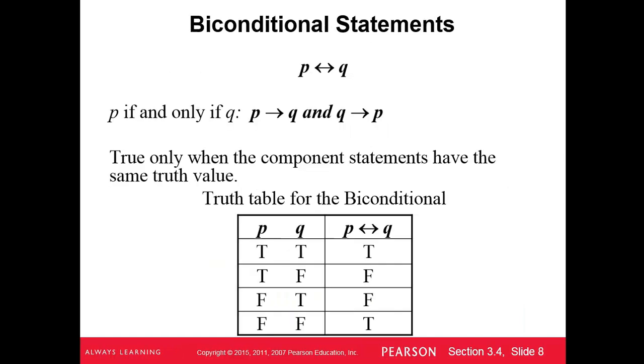A biconditional, or the double arrow as many students like to call it, the if and only if, is only true when the component statements have the same value. So if both P and Q are true, or P and Q are false, then your final value is true.